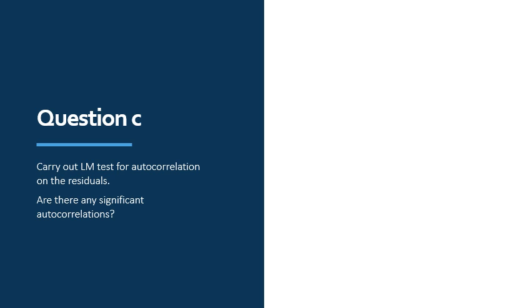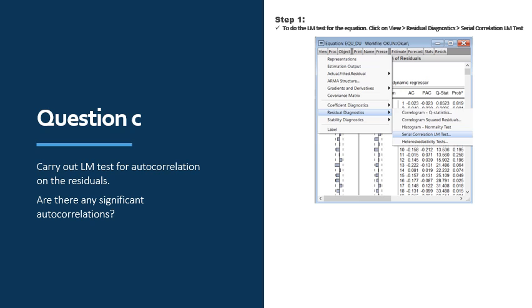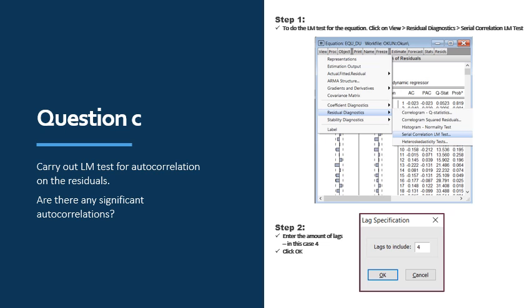Moving on to question C. What we need to do here is carry out an LM test for autocorrelation on the residuals and also determine if there are any significant autocorrelations. So what we will do is open up EViews. We'll go to our equation and then go View, Residual Diagnostics, Serial Correlation LM Test. That will ask us again to enter lags. In this case, we are required to enter 4, and we will click OK.